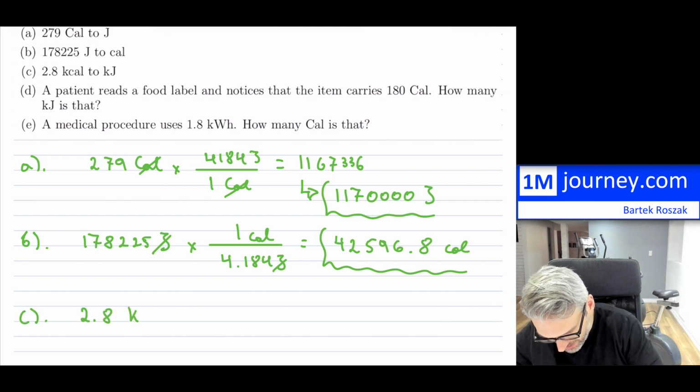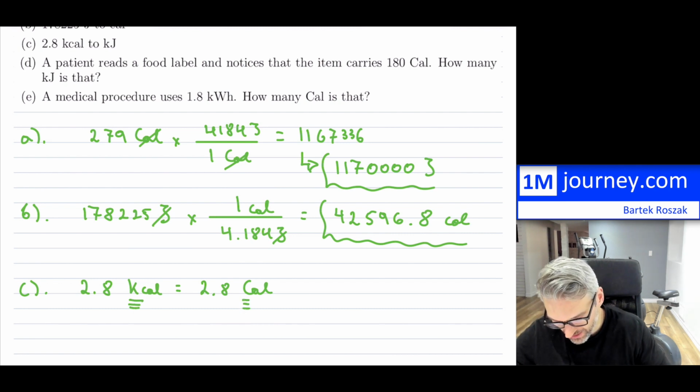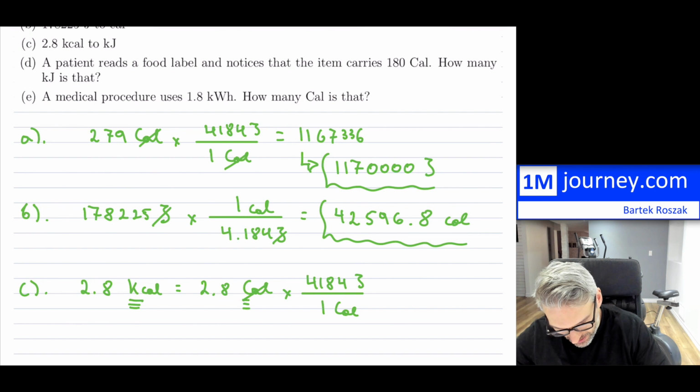So notice it says kilocalories, and we want to change this to kilojoules. So this is the same thing as saying 2.8 Calories, all right? So this K in front with a small c is the same thing as capitalizing. So now we want this in kilojoules right there. So we can certainly change this back to joules. So 1 calorie is 4184 joules. So that's going to get rid of that.